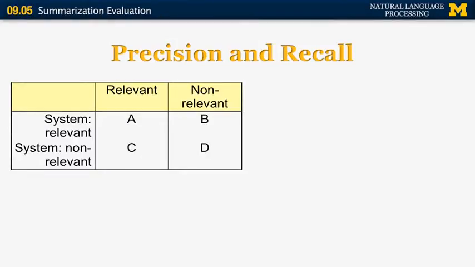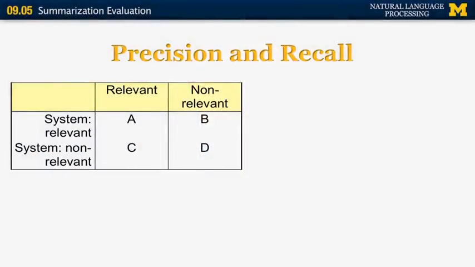So let me give you a little bit of background here. We have a 2x2 table that has two rows. The first row corresponds to the cases where the system thinks that a certain document is relevant to the query. The second row matches the documents that the system thinks are not relevant to the query. The first column talks about the documents that are relevant, and the second one is the ones that are not relevant. So the example that I just gave you has to do with document retrieval.